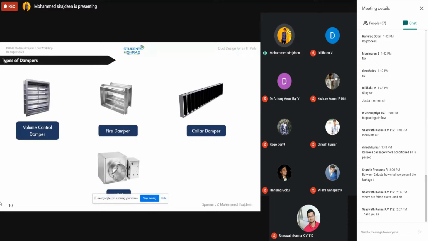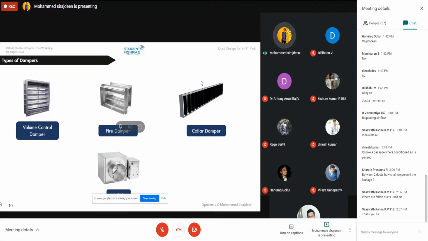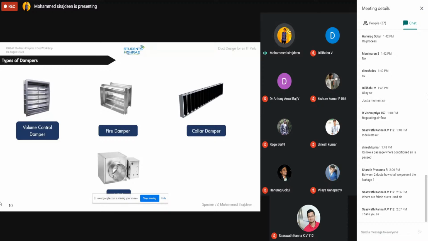we have to provide volume control dampers on branches and main ducts. Fire damper: if we are keeping an AHU, a ceiling suspended unit, or our air conditioning units in an equipment room, we have to keep it as a fire safe zone. If a fire happens in a workstation or a control cabin anywhere, the fire should not come into the equipment room. It should not affect the equipment. Before the fire enters the equipment room, we should stop it by using this kind of damper. When the fire occurs, I will just zoom.